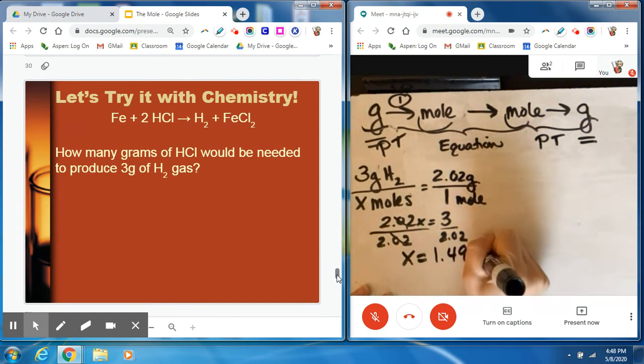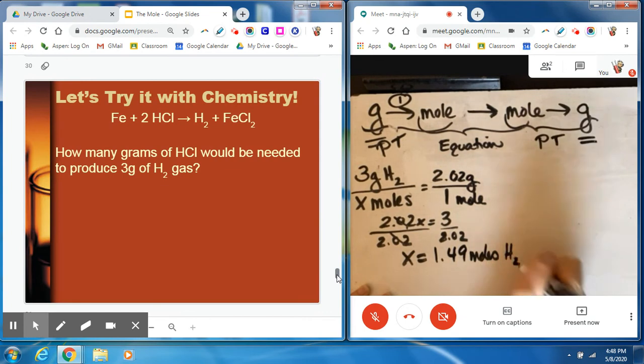1.49 moles of H2. Now, we're not finished. We only figured out how many moles of H2 we started with. Instead of using 3 grams, now we can use our chemical reaction right here to find a relationship between H2 and HCl, because they are related by their mole ratio from this equation.